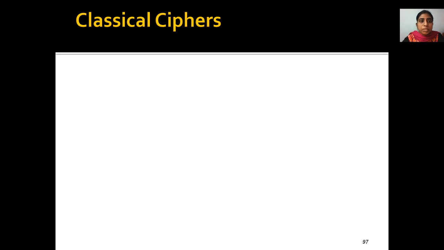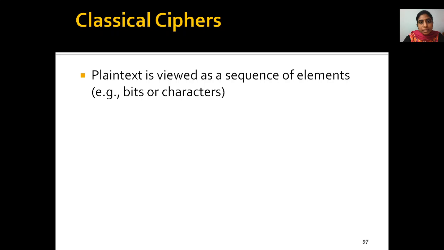Today we are going to discuss classical ciphers. In the plain text, we have a sequence of elements in the form of bits or in the form of characters. In classical ciphers, you have two types: one is the substitution cipher, and the other is the transposition cipher.